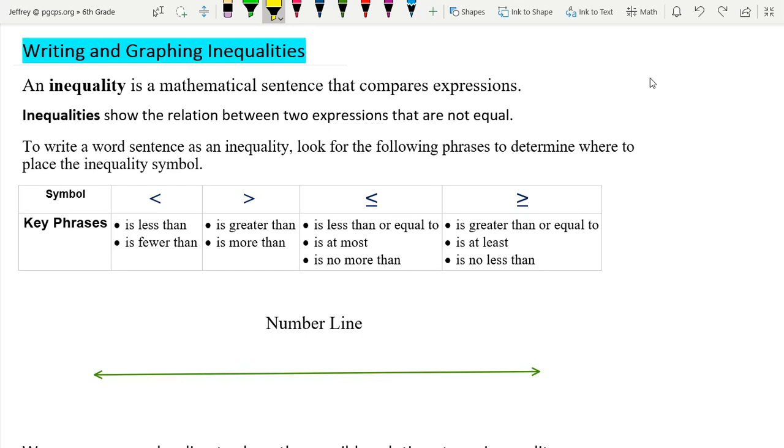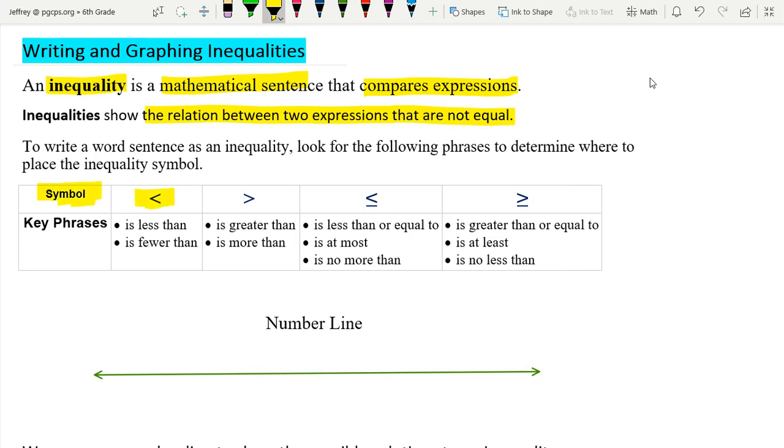So what's an inequality? It says here that it is a mathematical sentence that compares expressions. For example, 5 is less than 10 or 20 is greater than 3. So that's a comparison between two expressions. Now, it also shows a relationship between two expressions that are not equal. So when we compare two expressions, we use these four symbols, okay?